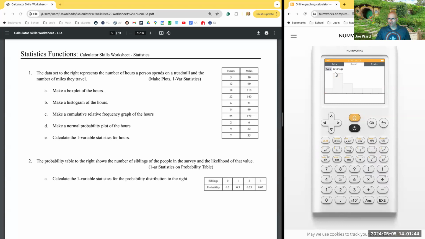Now we can go back to our type here. If you want to change the graph type, you just go to type here instead of settings. You say I want a cumulative relative frequency graph, and it looks like this.